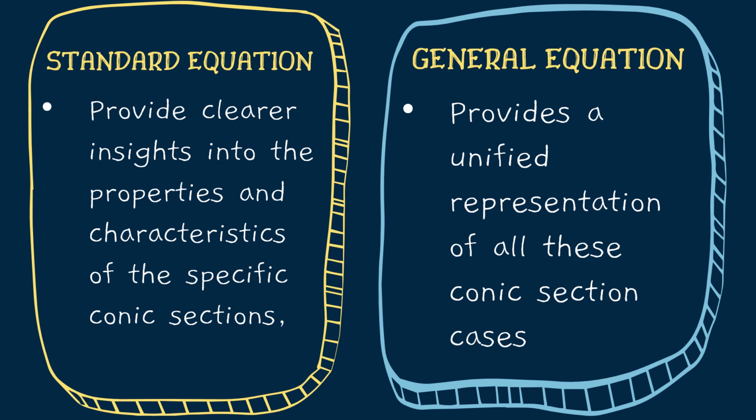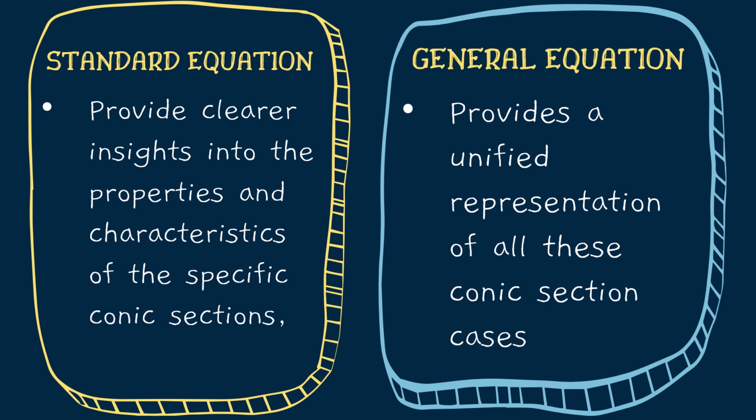For that, let us define the difference between a standard equation and the general equation. When we say standard equation, it provides us clearer insights into the properties and characteristics of a specific conic section. We started with the circle, and we have the remaining three conic sections. So we have a different standard equation for each conic section. This gives us insight into the characteristics, how we graph, and the different values of their properties, while the general equation provides us a unified representation of all these conic section cases.